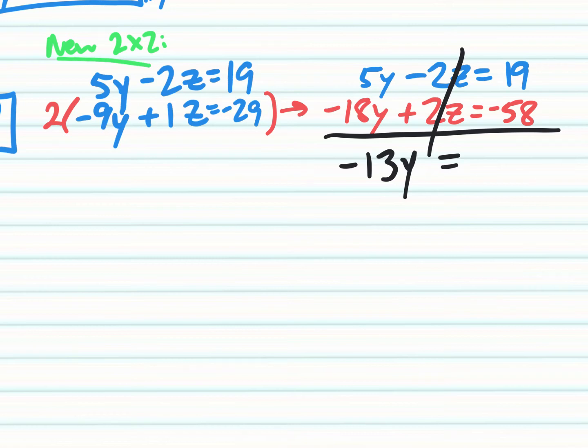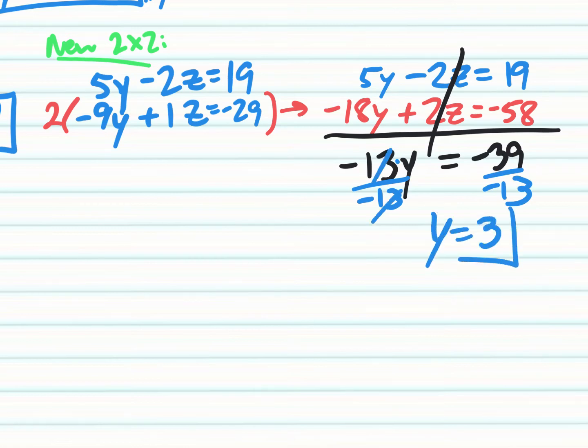Calculator? Just so we could be safe here. I don't want to make another mistake. Negative 39. Thank you. And final step would be to divide by negative 13. Divided by negative 13. That does give us y equals positive 3. So we have the y value of our 2 by 2 system.